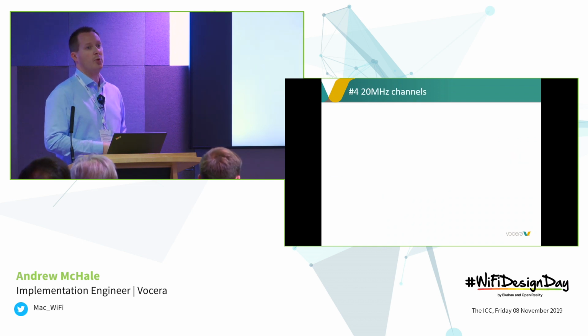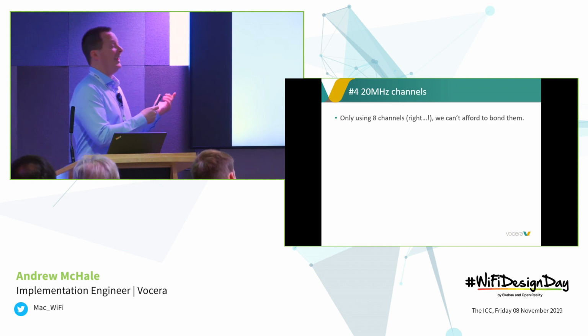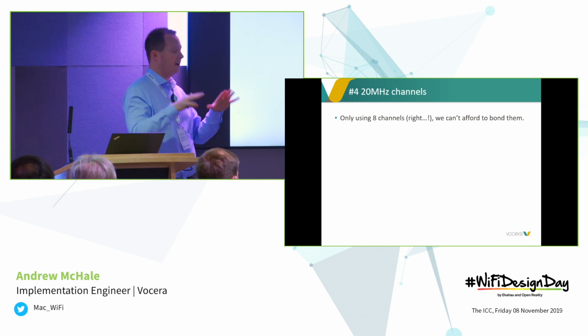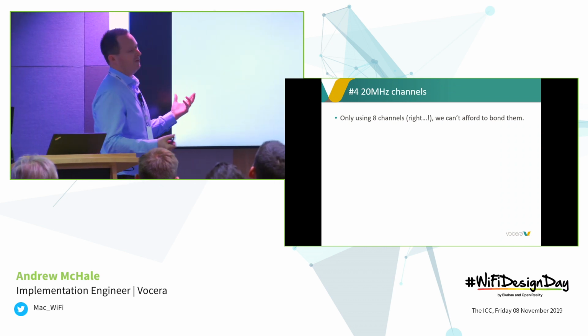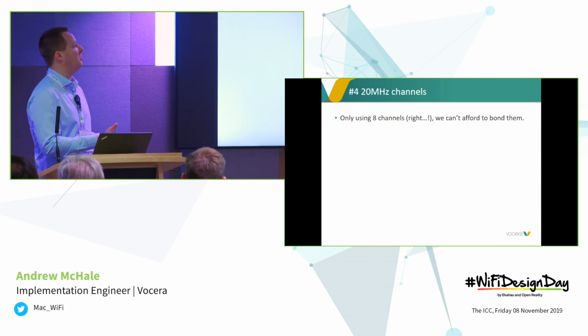Okay, tip number 4, 20 megahertz channels. So we're only using 8 channels, right? We've all just agreed that. I've told you to do that, and you guys are going to leave here and do that. I can trust you guys. We're a team. Good stuff. So you're only using 8 channels, so we really can't afford to bond them, because the moment you bond them, you take that 8 down to 4, and now we're getting lots of overlap in BSSs.